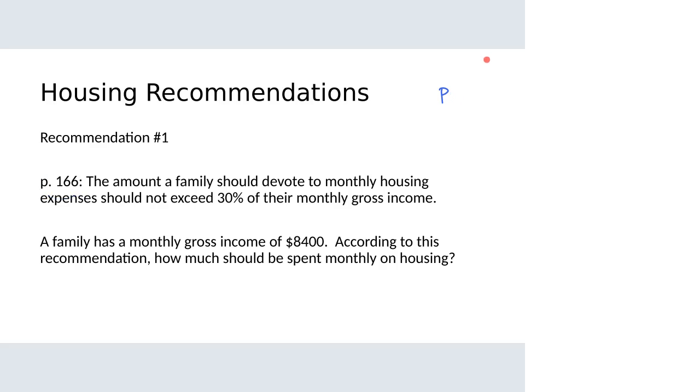What it says is, the amount that a family should devote to monthly housing expenses should not exceed 30% of their monthly gross income. Gross is what you make before taxes. It's just how much total did you bring in. It doesn't include any taxes that are withdrawn. So monthly gross income should not exceed 30% for monthly housing. So this is about monthly gross and monthly housing. I'm going to write that right here. This is about monthly income and monthly housing.